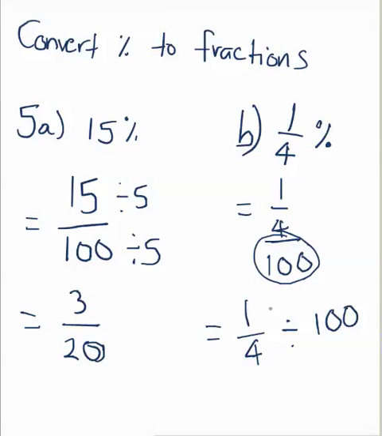Same thing. I could have done that with this one here. 15 out of 100, I could have said 15 divided by 100. So I could have written this fraction as 15 divided by 100. These are saying the same thing.